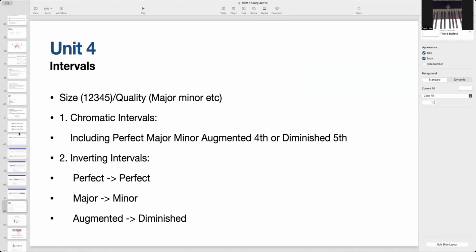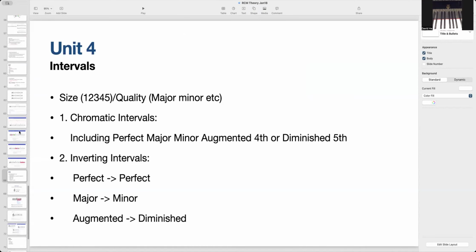Okay, so intervals. The definition of an interval is the distance between two notes. That's it. That's the distance between two notes, right? It contains two main ideas. One is size, another one is quality.